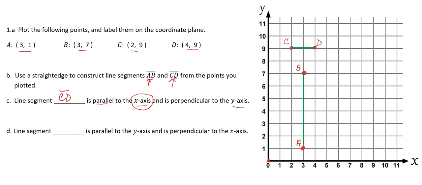And then question D says line segment blank is parallel to the y-axis and perpendicular to the x-axis. So since it's parallel to the y-axis, it's going to be a vertical line because the y-axis is also vertical. So that would have to be line segment AB because it's the vertical line in the plane.